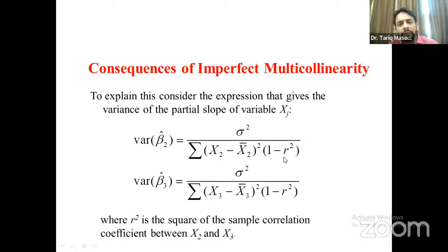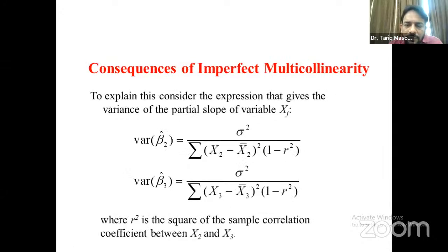and we have the formula of variance: sigma square divided by summation of x2 minus x2 bar square. Okay, but suppose r is 1, when there is a perfect relation between x2 and x3, r is equal to 1, and this whole factor is 0. So when we divide sigma square by 0, the denominator is 0. So you will get an infinite value, infinity. So that means we cannot determine those.